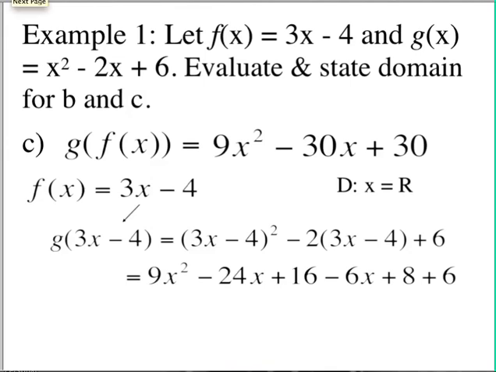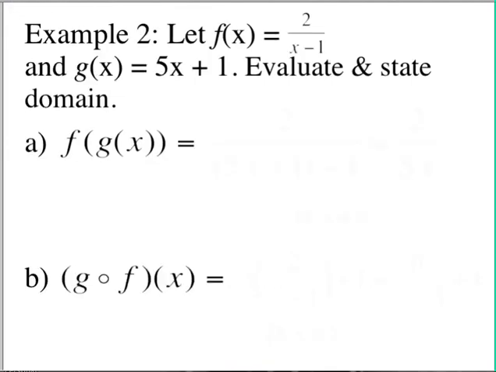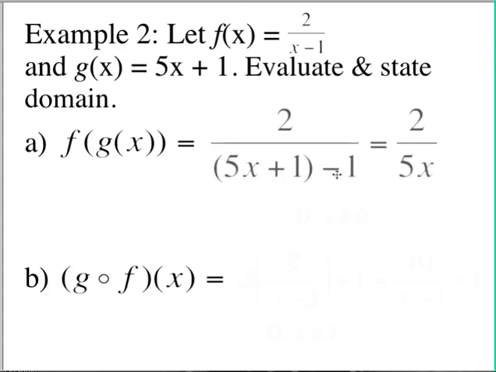And then the last example, example 2, we have f of x is a rational function, 2 over x minus 1, and then g of x is 5x plus 1. We want to evaluate and then state the domain of each. So in A, we are going to do the g function first, and then plug that into the f function. And when I do that, I get 2 over 5x plus 1 minus 1, simplify it to get 2 over 5x. So this is the composed function of f and g.